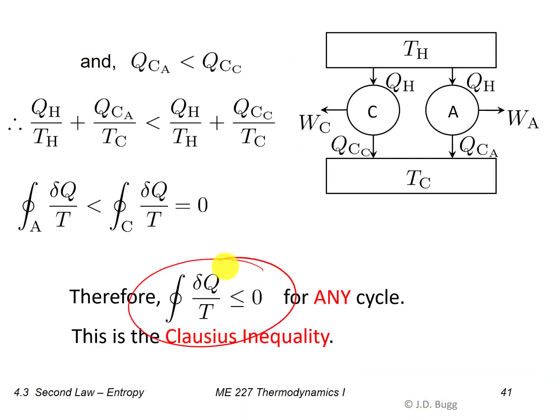Now that we've looked at the Clausius inequality, we want to move on to a definition of entropy. So entropy is the analytic tool that we're going to be using to make decisions based on the second law. In other words, it's going to give us a way to determine whether processes are possible or not. And that's what we've been talking about all along in our second law discussion. So let's move on to that next.